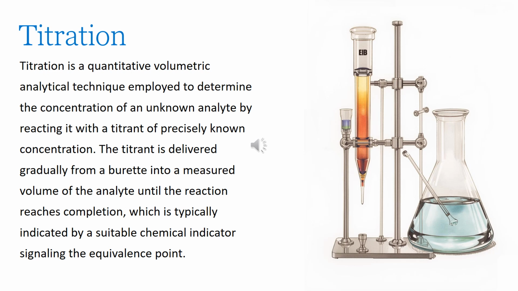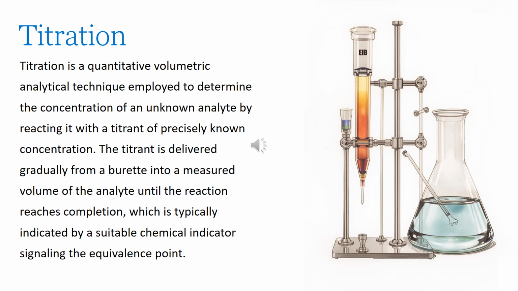Titration is the quantitative volumetric method in which we determine the concentration of a substance by reacting it with another substance of known concentration. In this process, the titrant, which is known, is slowly added from a burette into a conical flask while continuously mixing so that a solution is formed. When the solution reaches equilibrium, it gives a definite completion point, which is indicated by an indicator or a specific color change.